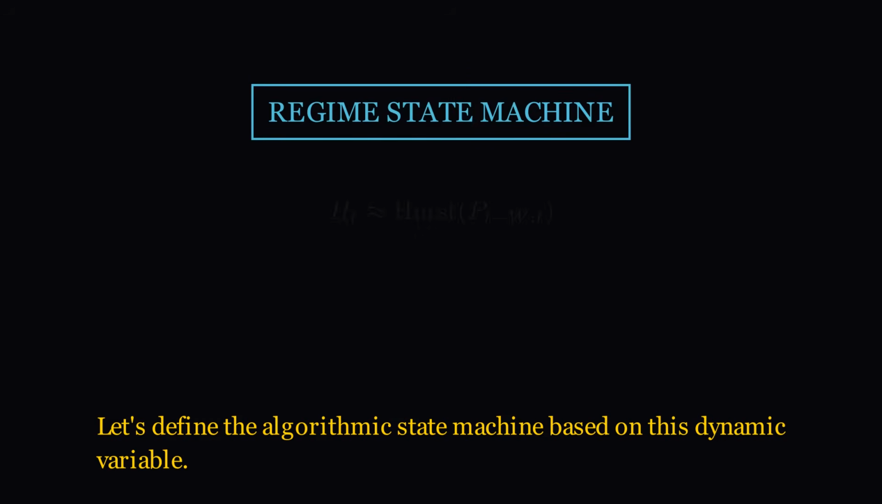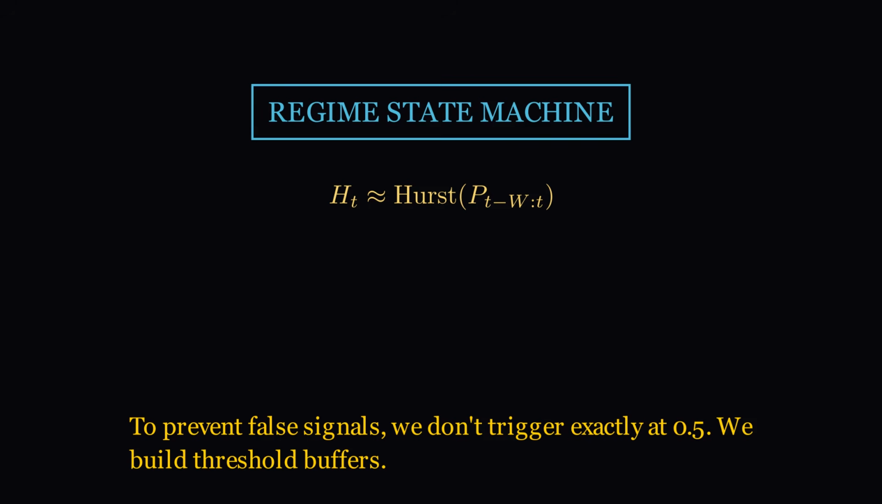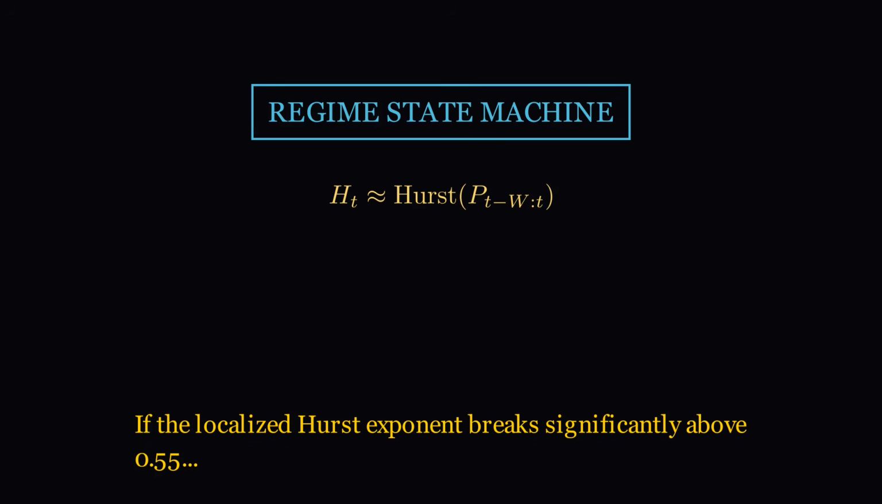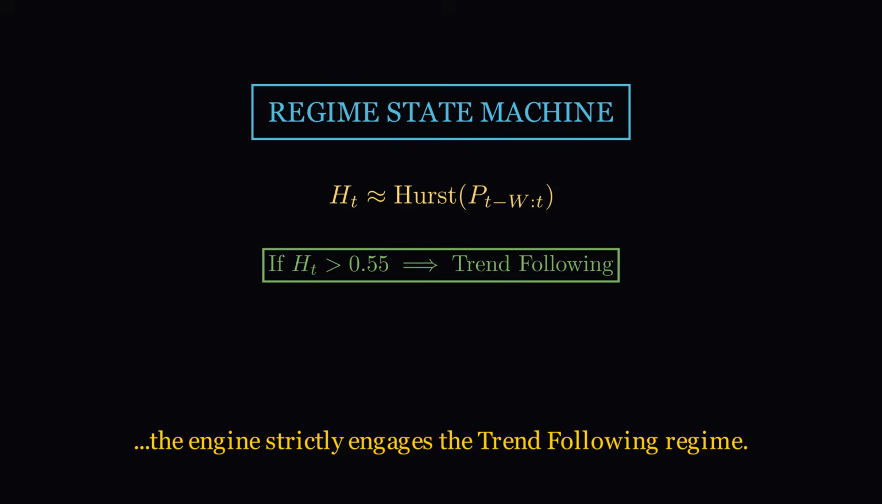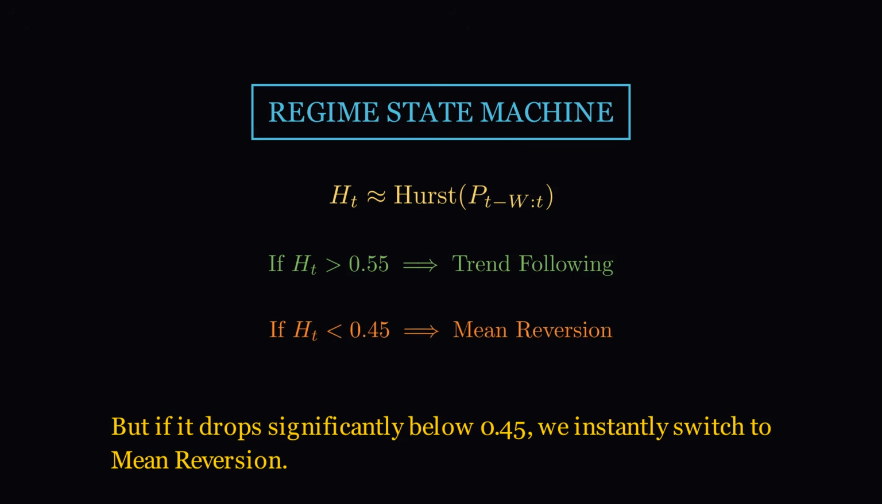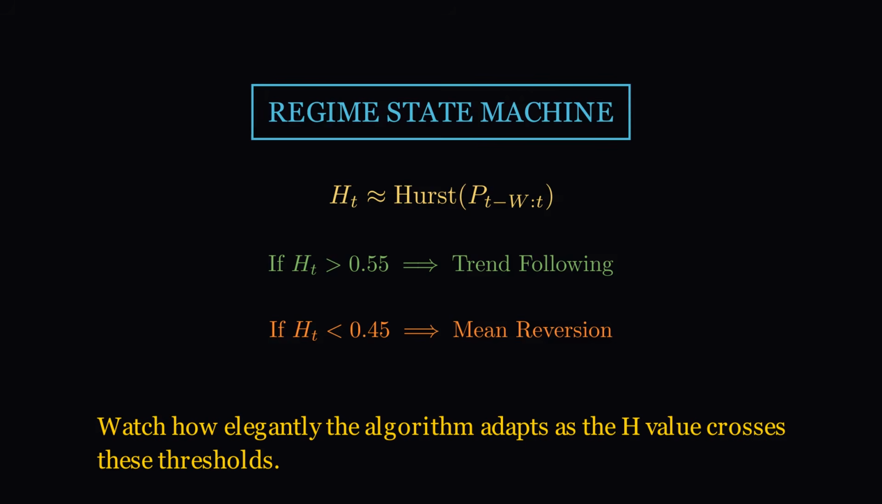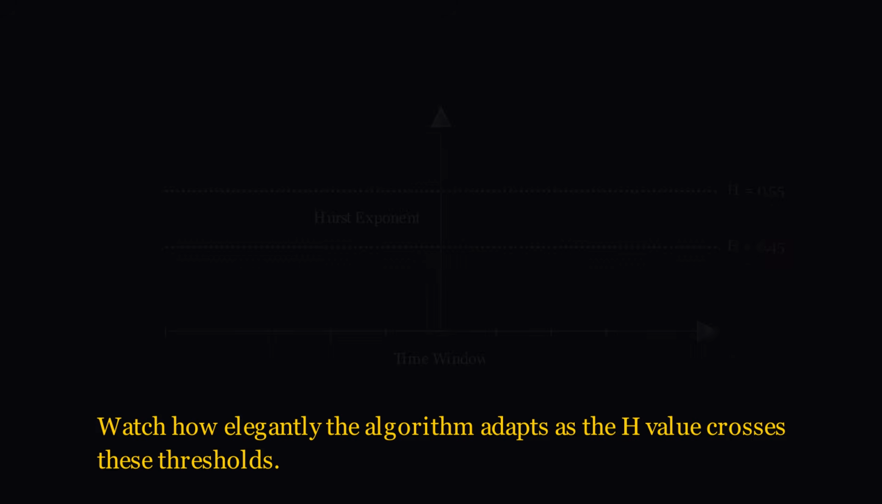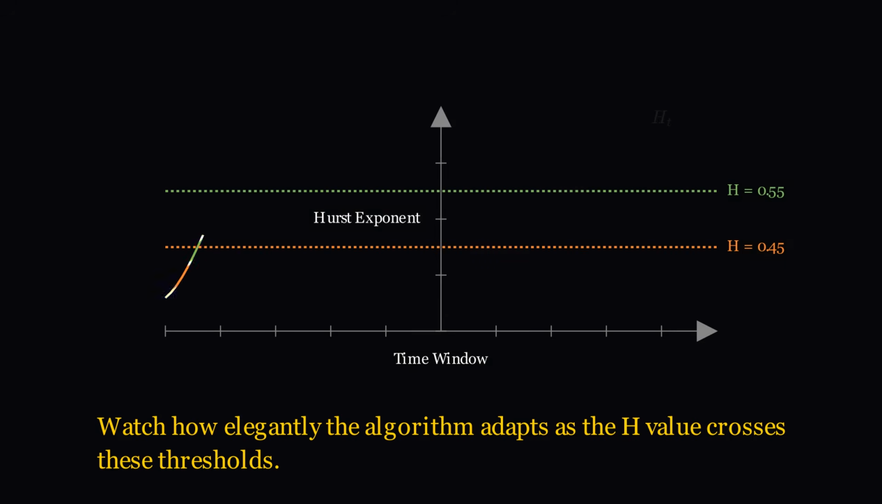Let's define the algorithmic state machine based on this dynamic variable. To prevent false signals, we don't trigger exactly at 0.5. We build threshold buffers. If the localized Hurst exponent breaks significantly above 0.55, the engine strictly engages the trend-following regime. But if it drops significantly below 0.45, we instantly switch to mean reversion. Watch how elegantly the algorithm adapts as the h-value crosses these thresholds.